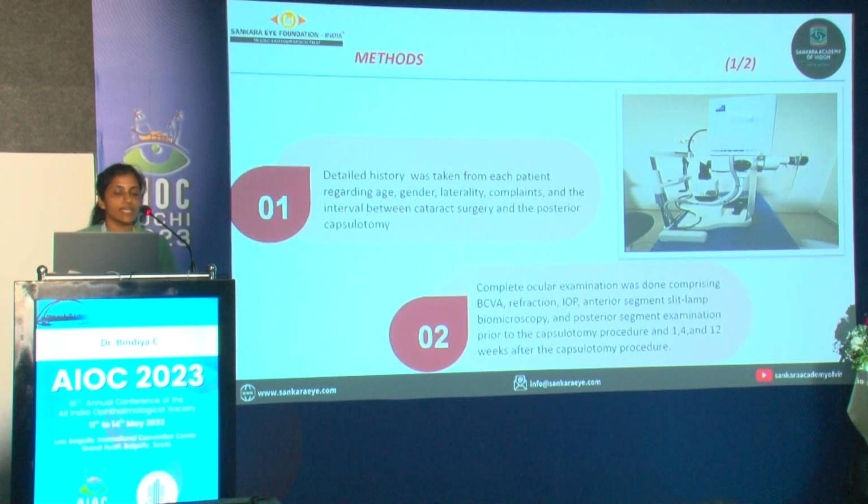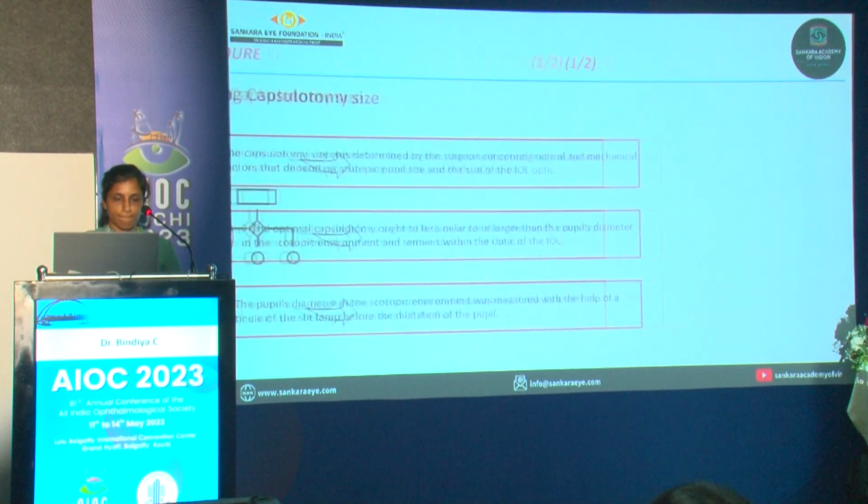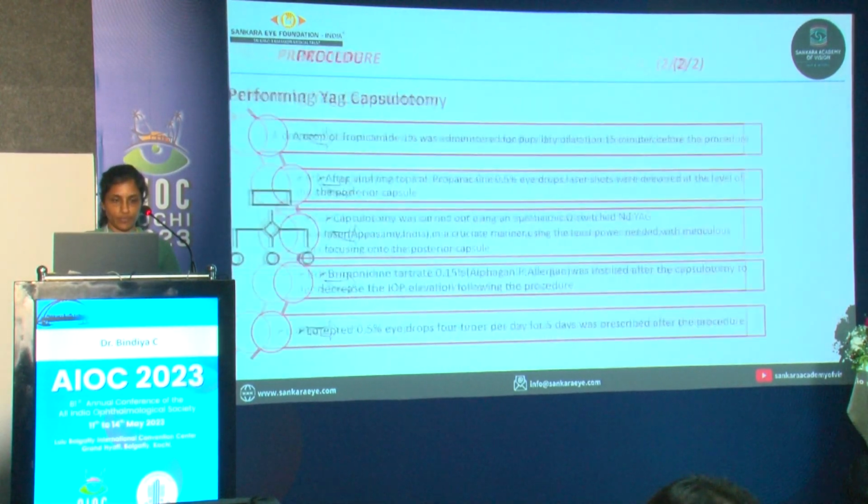So methods, we took a detailed history and examination, and follow-up was done at 1 week, 4 weeks, and 12 weeks. So deciding capsulotomy size: it was decided by the surgeon based on the fact that it should be similar or larger than the pupil's diameter in the scotopic environment. And it was measured with the help of the reticule of the slit lamp before dilatation of the pupil.